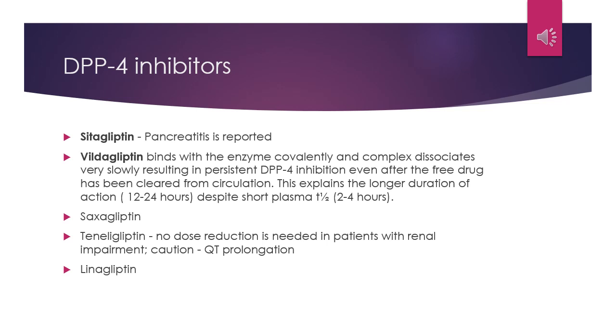Vildagliptin, though it has a shorter plasma half-life, 2 to 4 hours, has a longer duration of action, 12 to 24 hours, because it binds with the DPP-4 enzyme in a covalent fashion. Linagliptin can be administered in renal compromised patients, and teneligliptin is a cheaper alternative, though some cases of QT prolongation have been reported with teneligliptin.